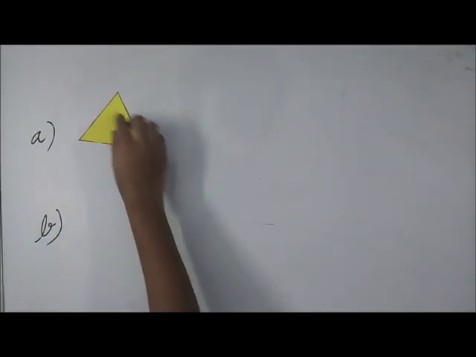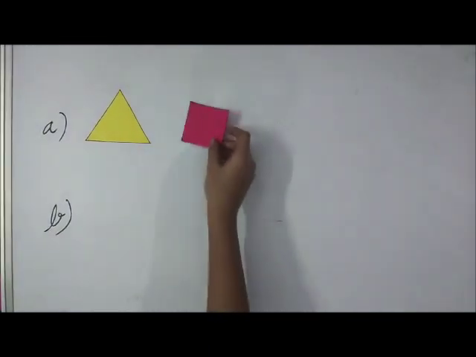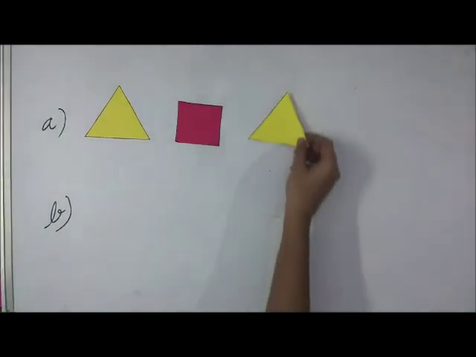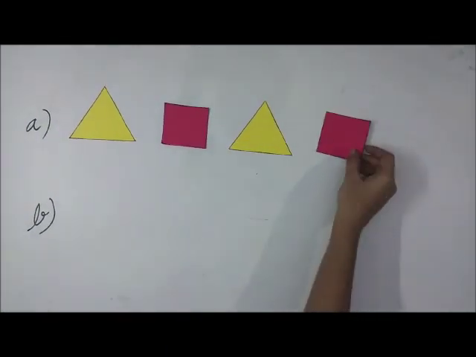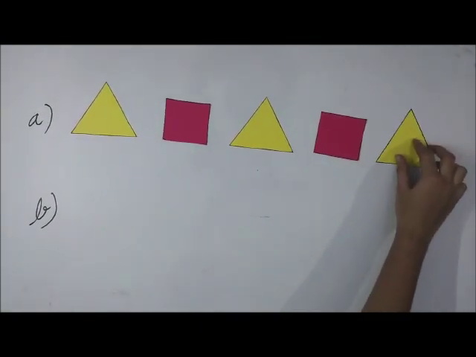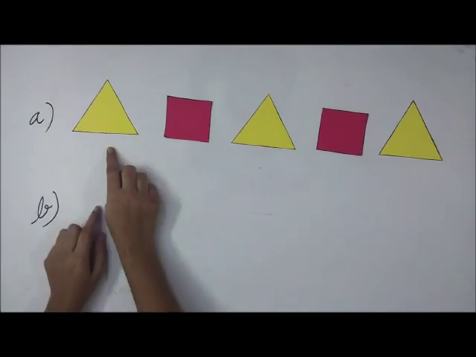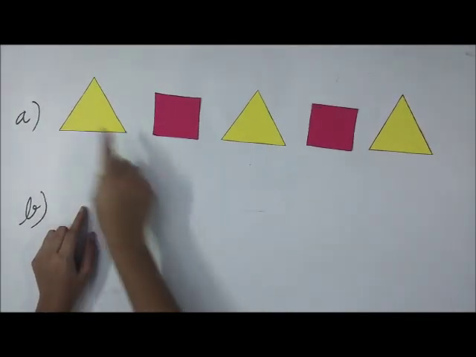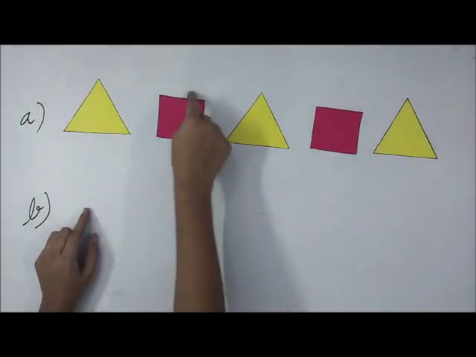Our first example is one triangle, one square, again one triangle, then one square, last one will be one triangle. Here you can observe, children, a triangle has 3 straight lines and a square has 4 straight lines.